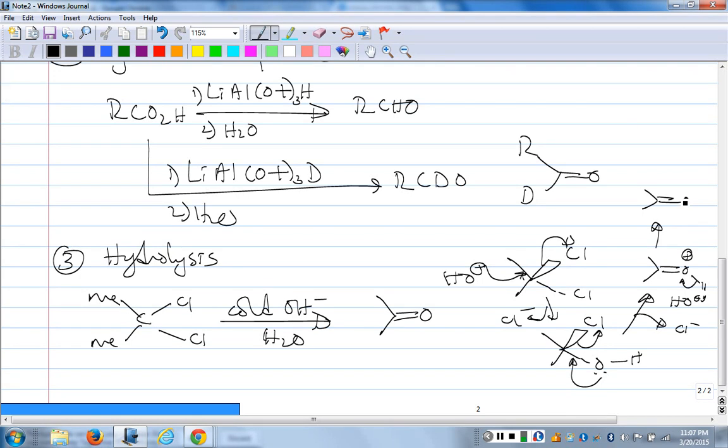Or you can say that since this compound is at the aldehyde level, we would make the corresponding compound at the aldehyde level. So when I have haloalkanes, where the carbon is at the alcohol level, I can hydrolyze them under basic conditions to get the carbonyl compound.